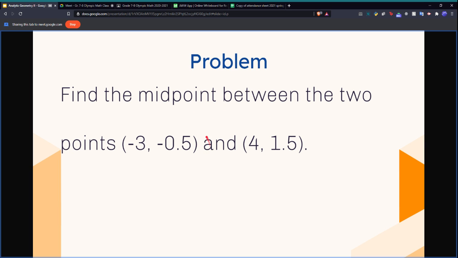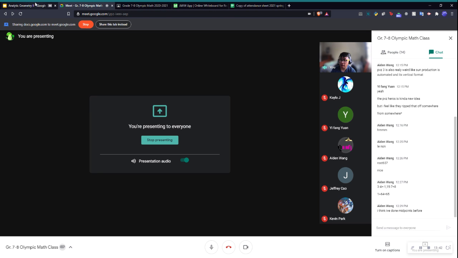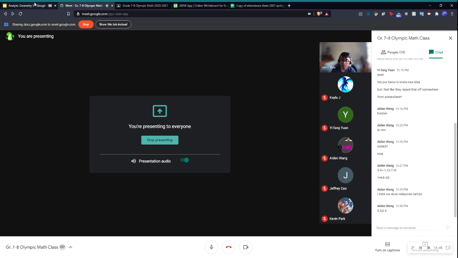Okay, find the midpoint between these two points. We have -3 comma -0.5, and the second point is 4 comma 1.5. Give you guys a minute to solve that. And if you have an answer, just type it in the chat.